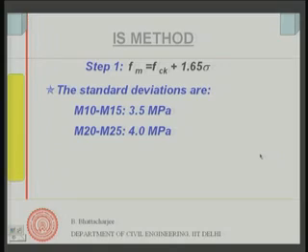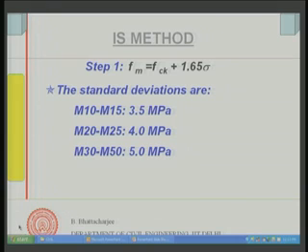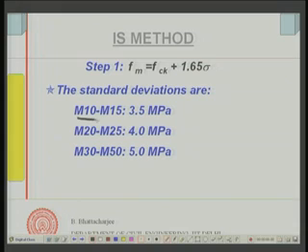So, if you do not have a standard deviation value available, the IS 456-2000 gives you a kind of guideline. It suggests that in absence of any available data on standard deviation at the site, you can choose for M10 to M15 a standard deviation of 3.5 MPa. For M20 to M25 grade of concrete 4 MPa, and above M30 up to 50, these are all normal strength concrete, 5 MPa.